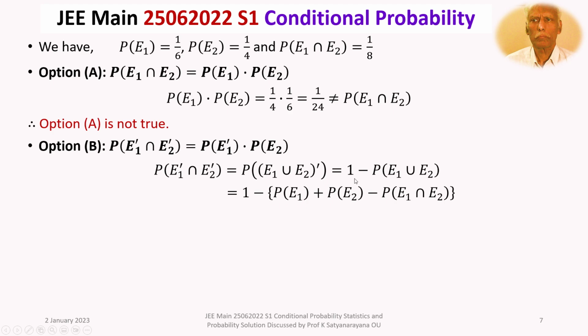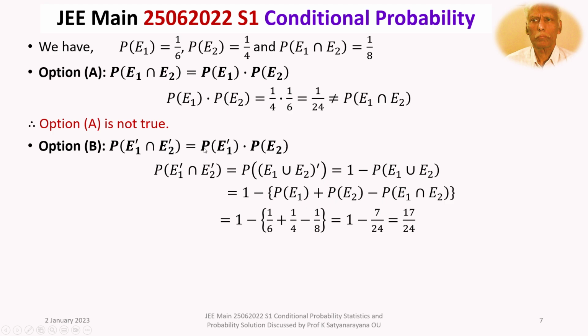Probability of E1 union E2 is the addition theorem we will use. In brackets we write probability of E1 plus probability of E2 minus probability of E1 intersection E2. All of these quantities, P of E1, P of E2, P of E1 intersection E2, are known. So just substitute. That is equal to 1 minus, in brackets, 1 by 6 plus 1 by 4 minus 1 by 8. Take the LCM: 1 minus 7 by 24, subtract, we'll get 17 by 24.